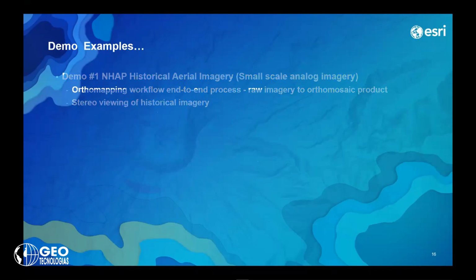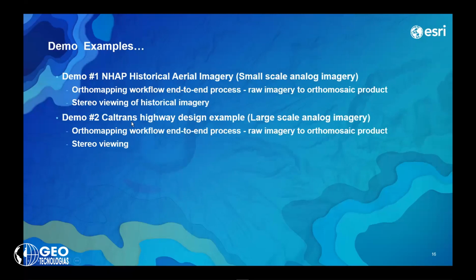I have 4 demonstrations to share with you. The first one is a demo of the orthomapping workflows for small-scale analog scanned aerial imagery. And so we're going to go through this workflow end to end, start to finish, for a very small collection of data. And the data we're going to use is the NHAP data. NHAP stands for National High Altitude Aerial Photography. So this is the precursor to the current NAIP, National Agricultural Inventory Program imagery for the US.